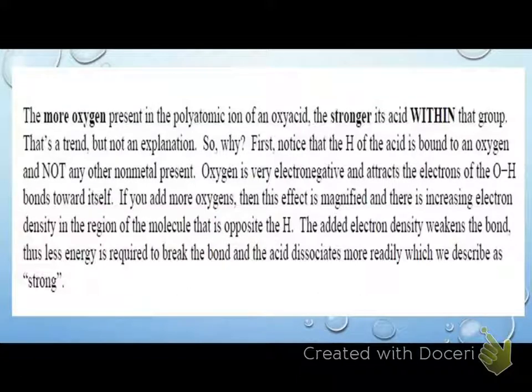First of all, the acid is bound to the oxygen and not any other non-metal part. Oxygen, of course, is very electronegative and attracts the OH bond towards itself. If you add more oxygen, the effect is magnified, and there's an increasing electron density, so it makes it stronger for more dissociation, easier to break apart. Okay? So more oxygens. That's why HClO4 is stronger than HClO3. That's why H2SO4 is a strong acid, whereas H2SO3, sulfurous, is a weak acid.